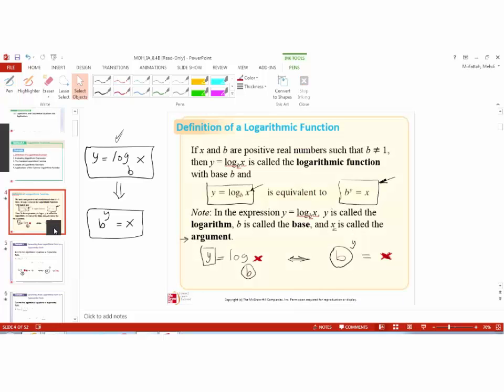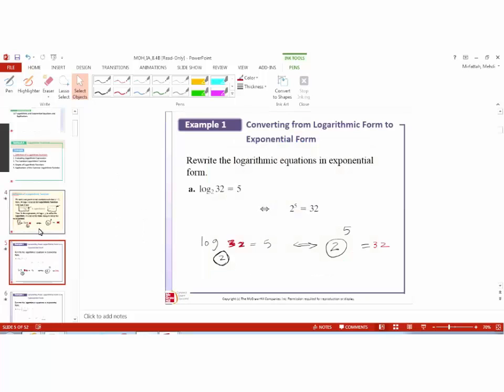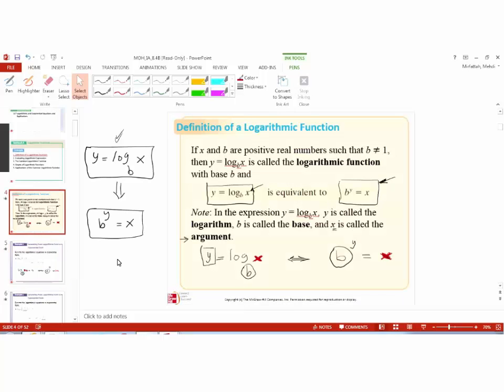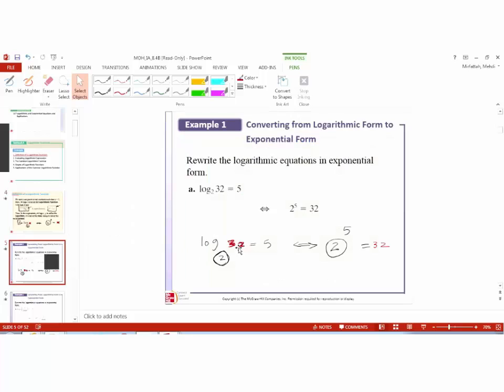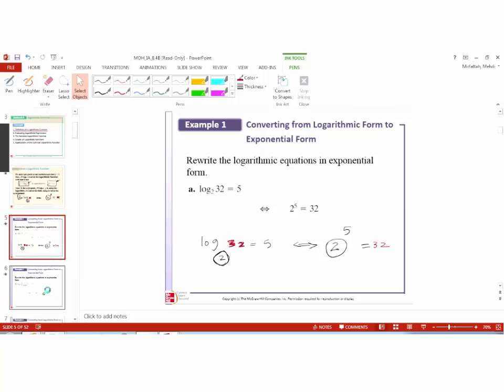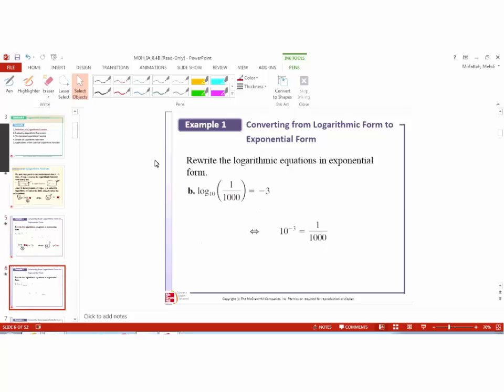We'll go back to my definition again. You see that? Back to this. So you see how the argument here, log of x, everything is equal to the argument, everything is equal to the 32. Okay, so this is how you convert. You should be able to convert that first.